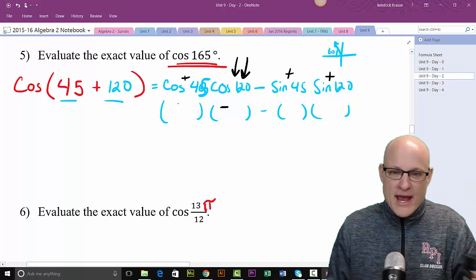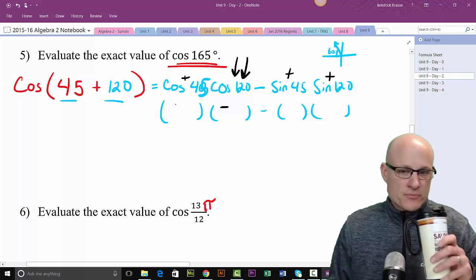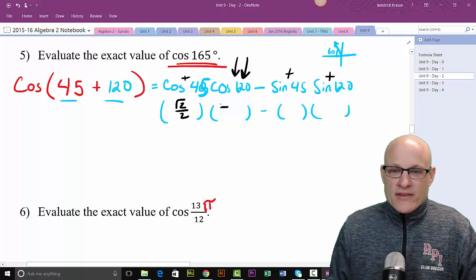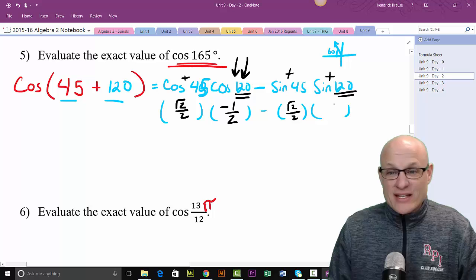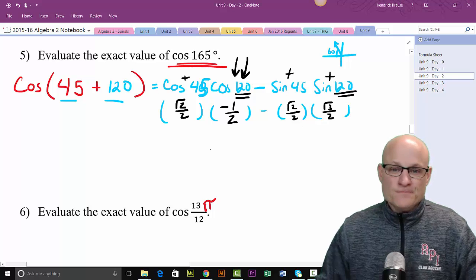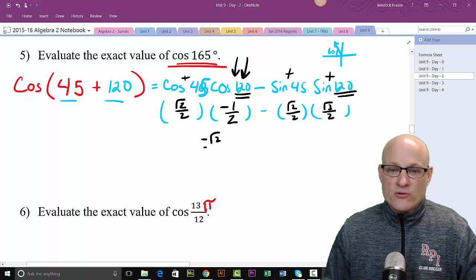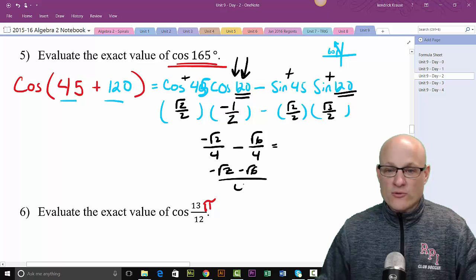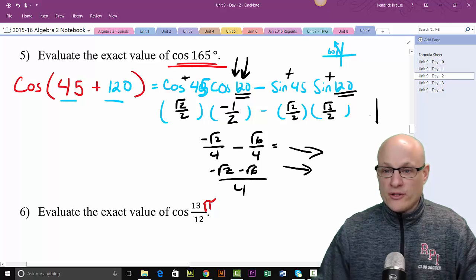All right, while I'm drinking coffee, I'll get these filled in. No, okay, hold on. This is the square root of 2 over 2. This has a reference angle of 60 degrees. Cosine of 60 is 1/2, but since we're in the second quadrant, it's negative 1/2. Square root of 2 over 2. This is the reference angle of 60, and the sine of 60 is the square root of 3 over 2. So this one I get negative radical 2 over 4 minus radical 6 over 4, which of course is just negative radical 2 minus radical 6, all over 4. All right, next.